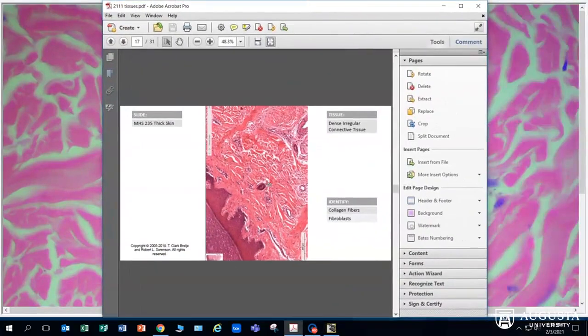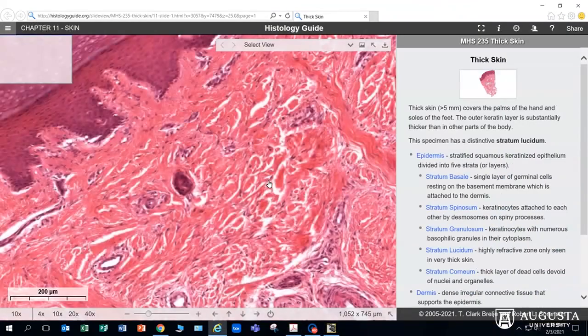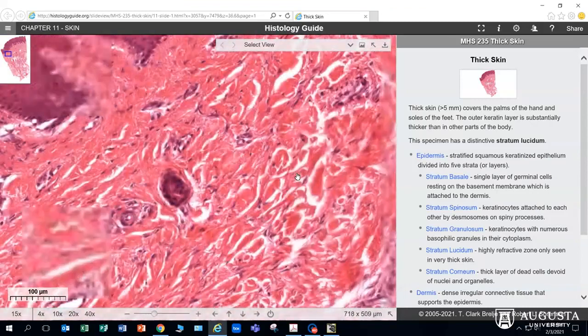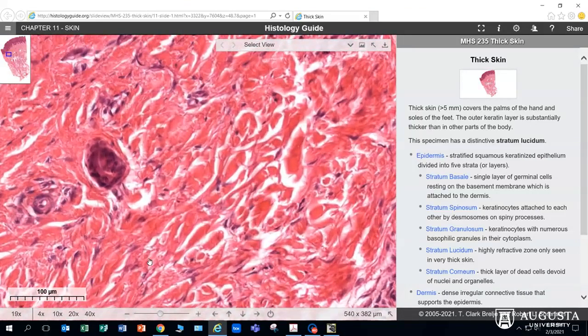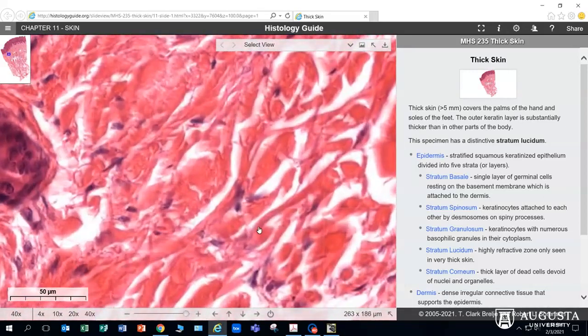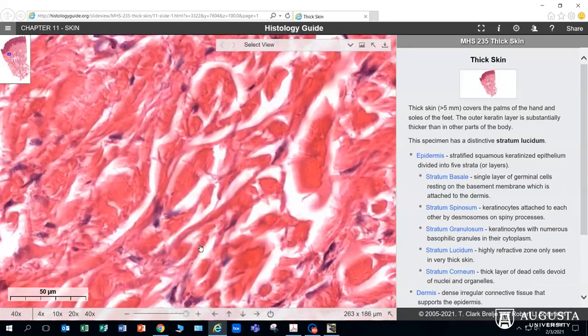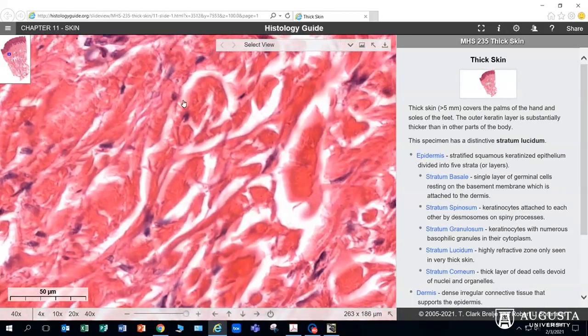If we look at the histologyguide.org for dense, irregular connective tissue, again, we're looking at skin, and here we have the epidermis, here we have the dermis, and if we look at this at a higher level of magnification, let's see if we can go to the 40x, we can see these collagen fibers running in all different directions. So this is dense, irregular connective tissue.